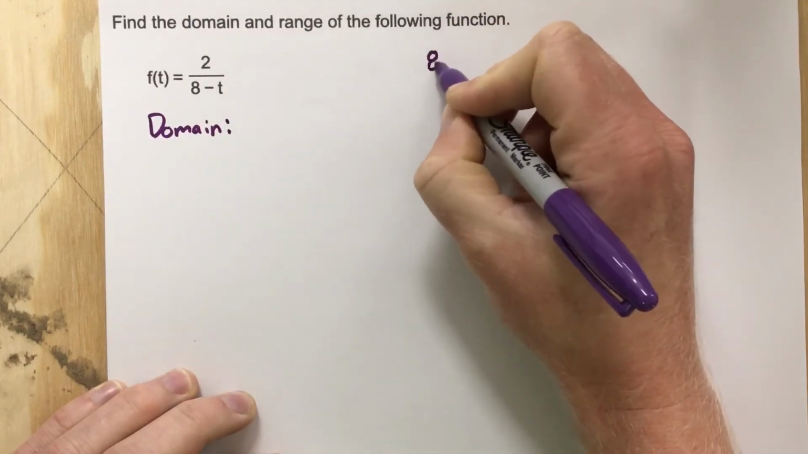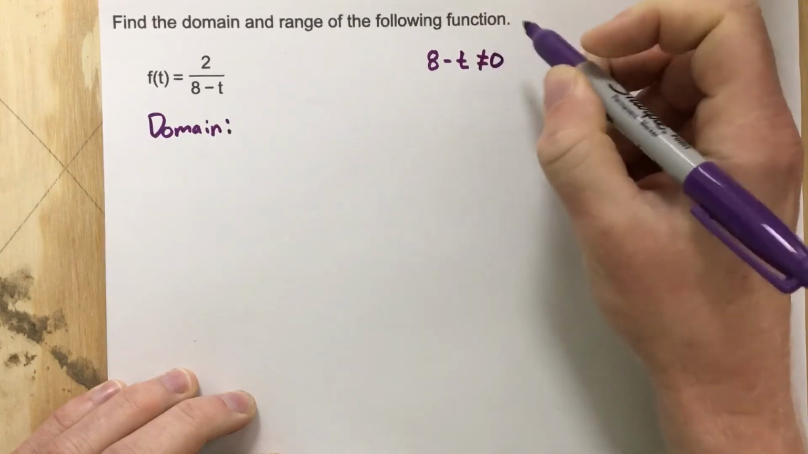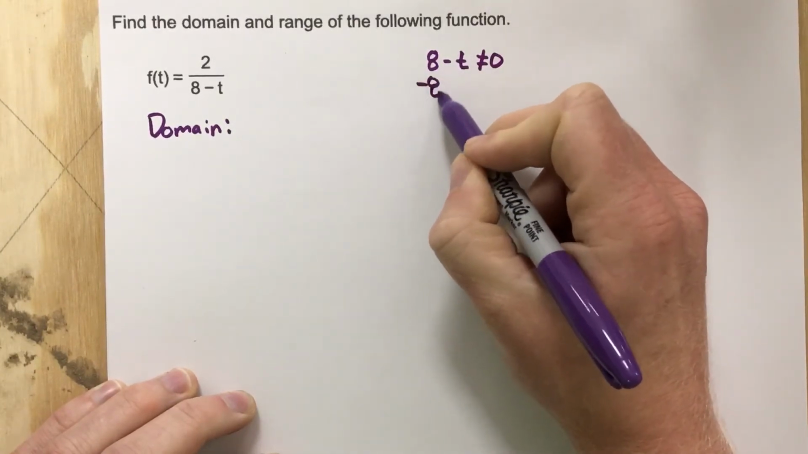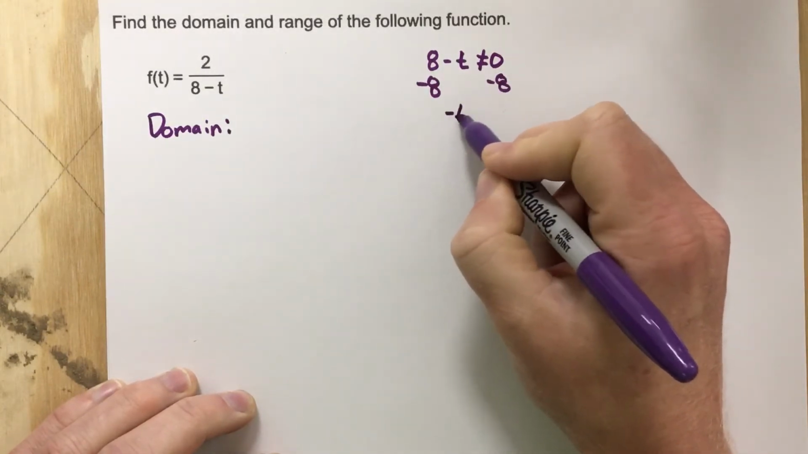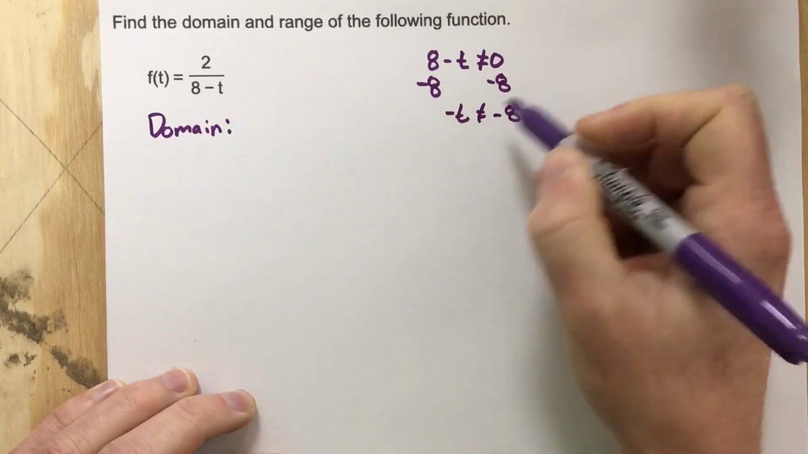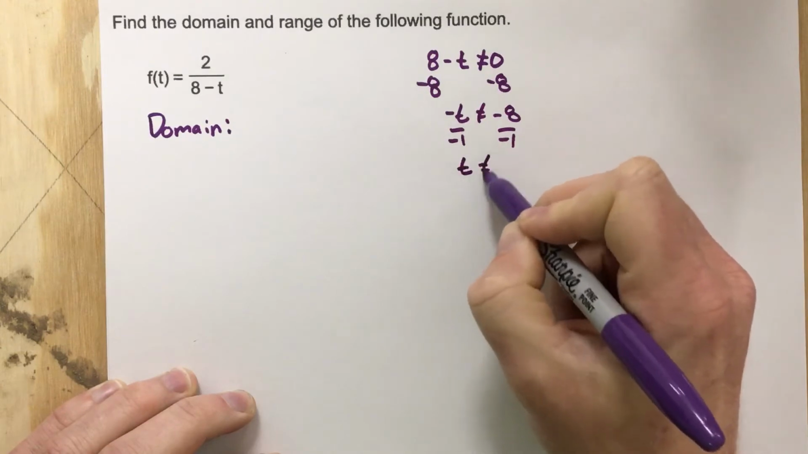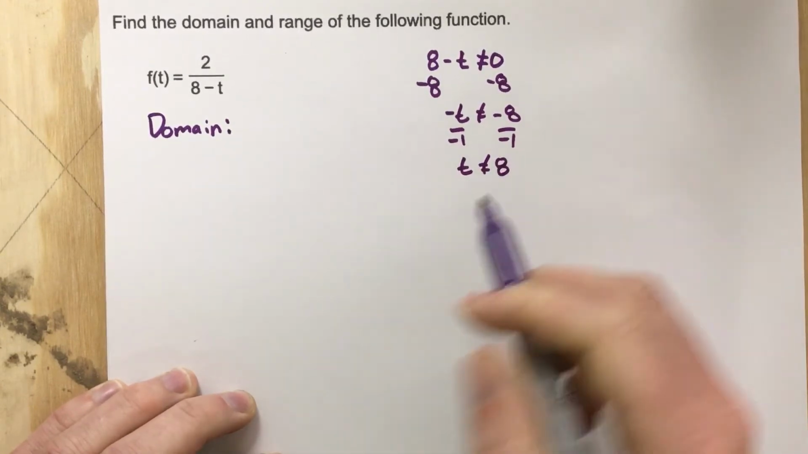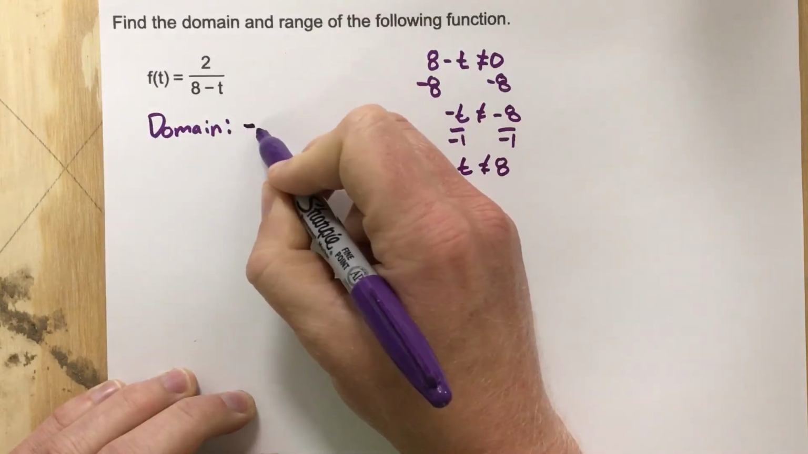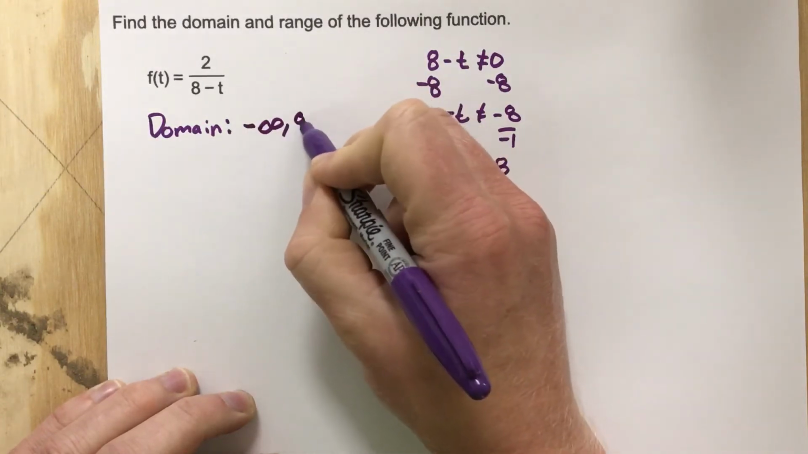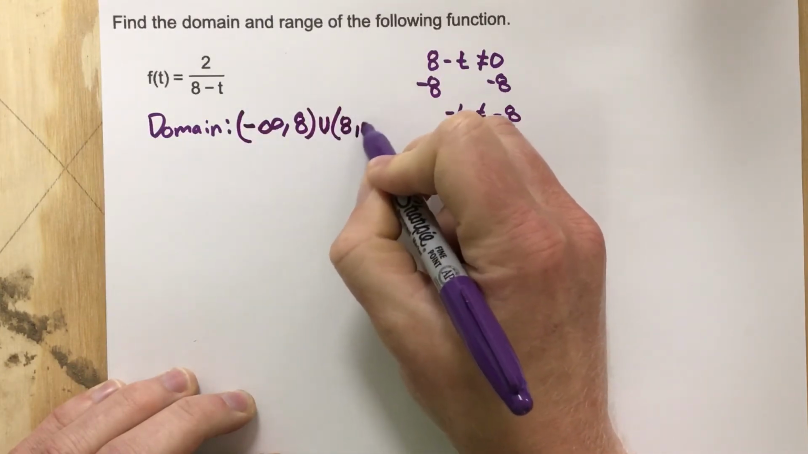we're going to say 8 minus t cannot equal 0. So we're going to subtract the 8, and we get negative t cannot equal negative 8. We're going to divide by negative 1 on each side. So t cannot equal 8. So that means my domain can be any number except for 8. So the domain of this function is negative infinity to 8, but not including 8, union 8 to infinity.